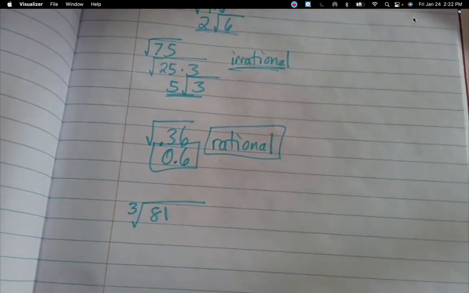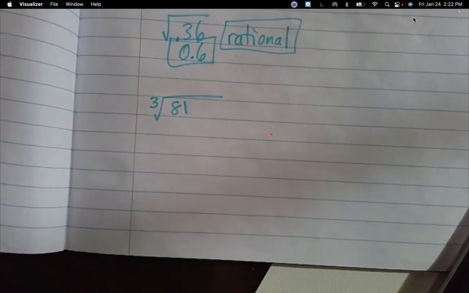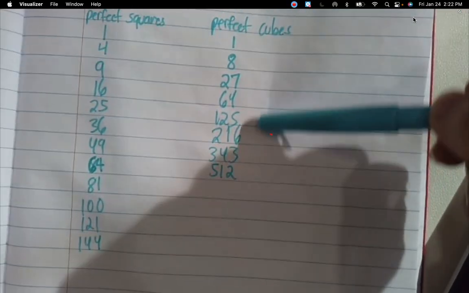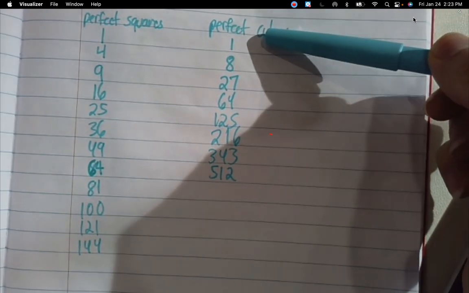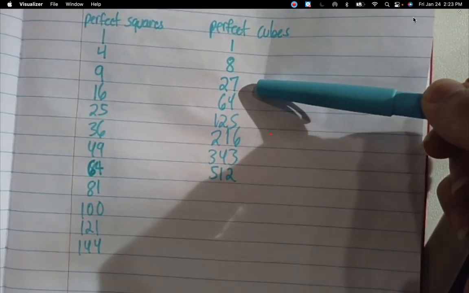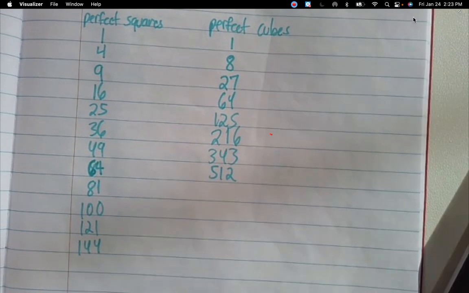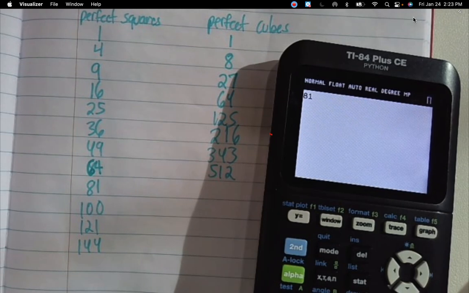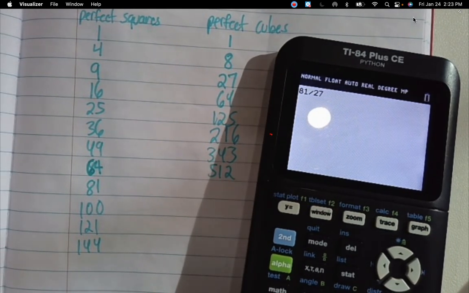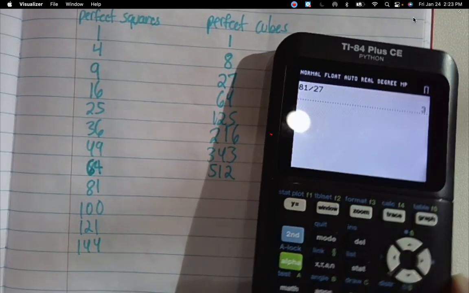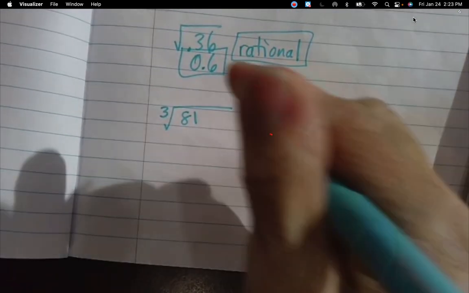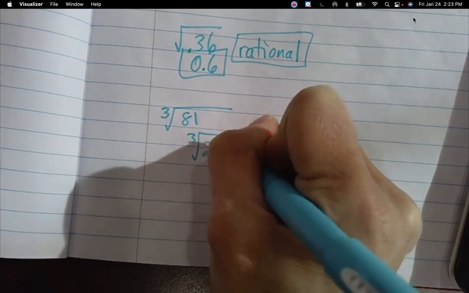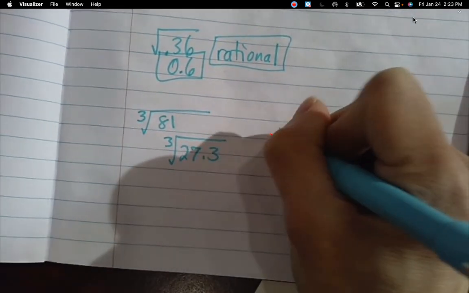That is a square root. We cannot look at our squares, all right? What number might go into 81? Let's look at my cube root column. So what of these goes into 81? I'm thinking 27 does. Let me just see. What is 81 divided by 27? Does that work? Yes, it does. It's 3. So instead of writing 81, I'm going to write the cube root of 27 times 3. And again, this is irrational.